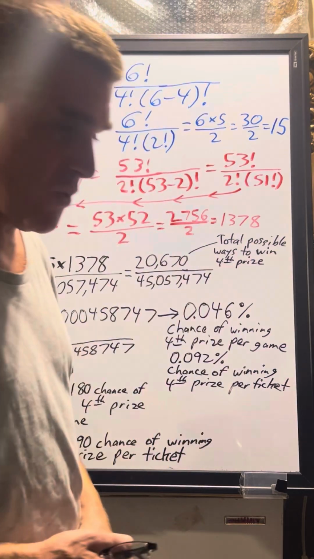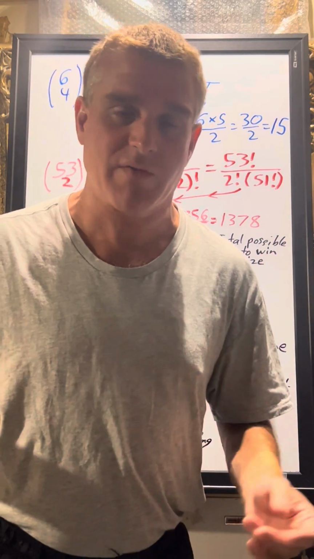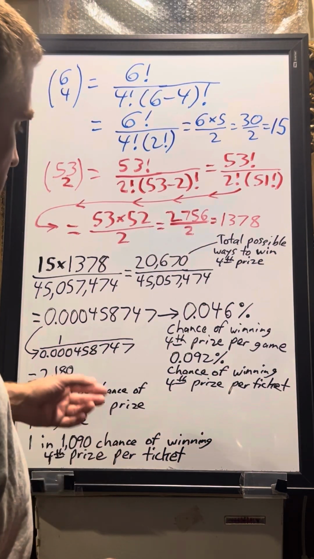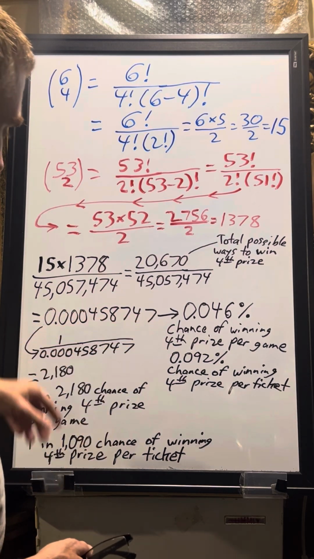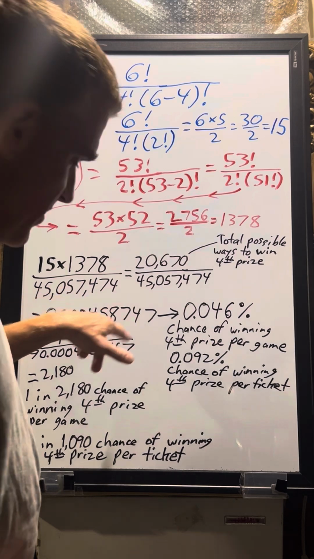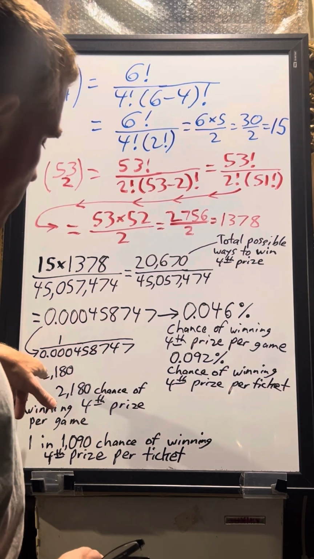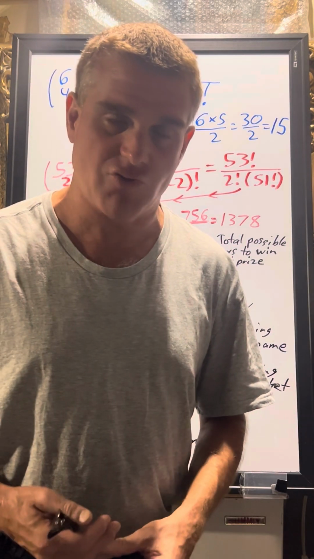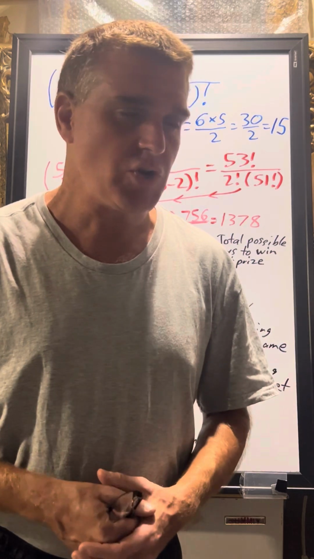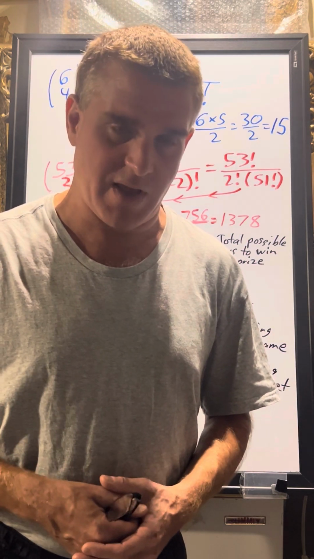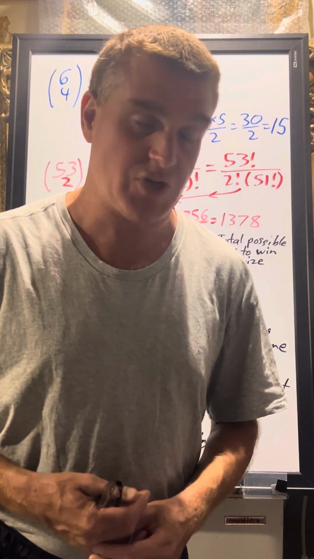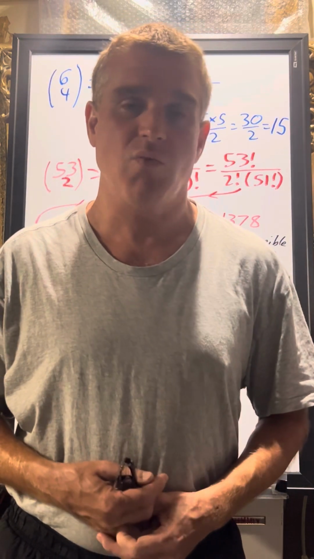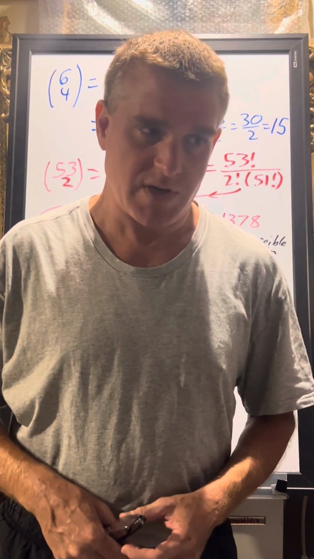Now, what if you want to express it as 1 in whatever it is? How do you express the odds that way? You would just take the reciprocal of this number, 1 divided by that decimal number, and you get the number 2,180. So then you've got a 1 in 2,180 chance of winning fourth prize per game. You're allowed 2 games per ticket, so that would be a 1 in 1,090 chance of winning fourth place per ticket.